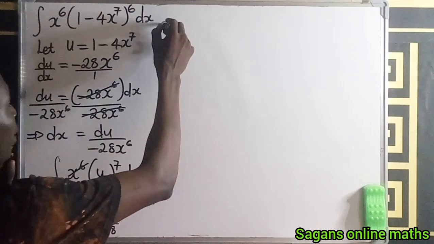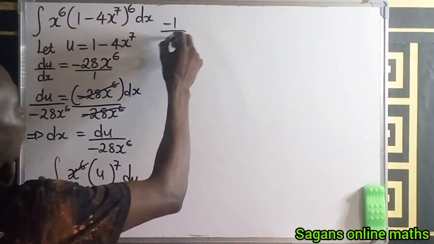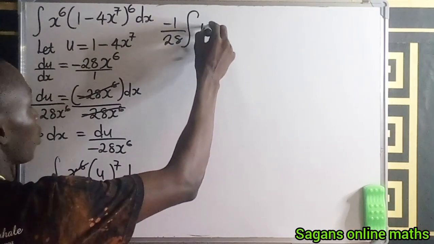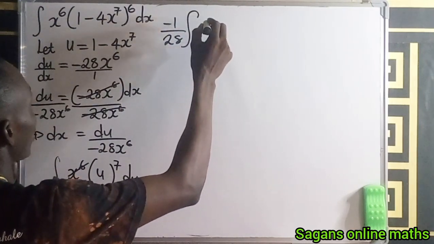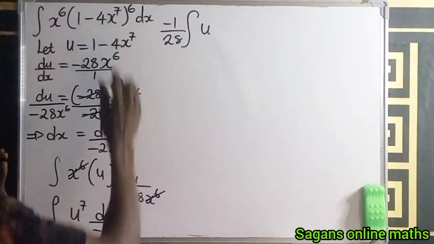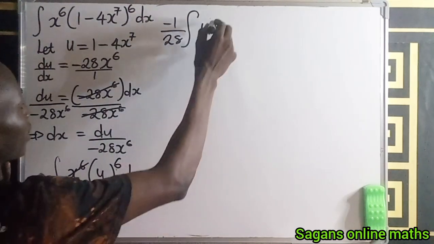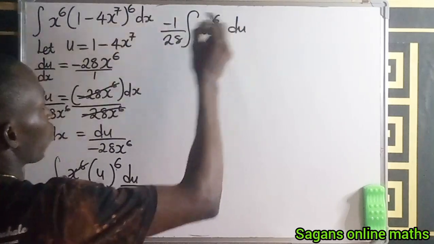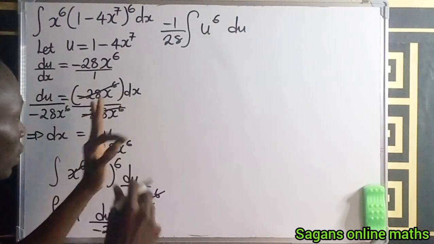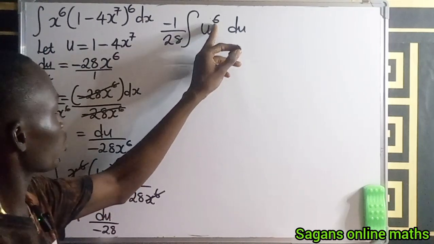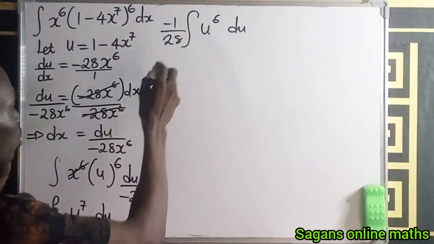So we take it back to the integral. It now becomes minus 1 divided by 28, the integral of u to the power of 6, du. Sorry, it's not 7. You can see from here the power is 6. Wow, this is amazing. Now let's integrate u to the power of 6 with respect to u.